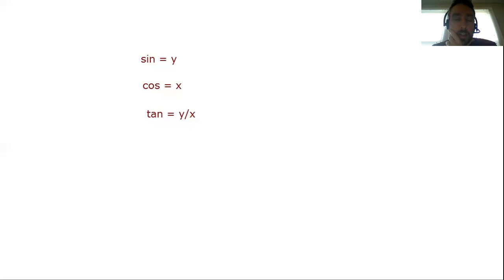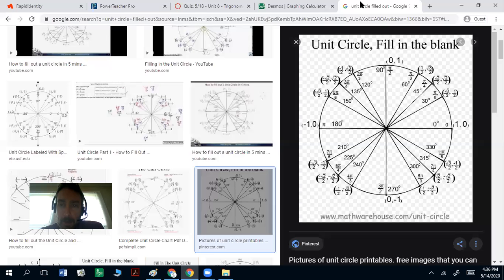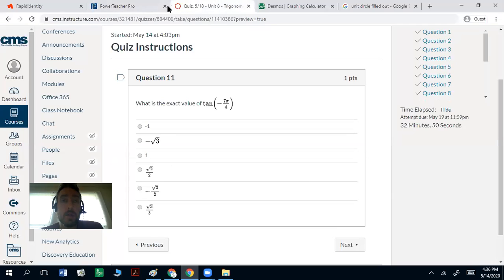All right, tangent is the sine divided by the cosine. It is the y divided by x. So if we're using a unit circle, and it says the tangent of negative 7 pi over 4, I don't have negative 7 pi over 4 on the unit circle, so this is where I've got to do a little bit of work going into it.